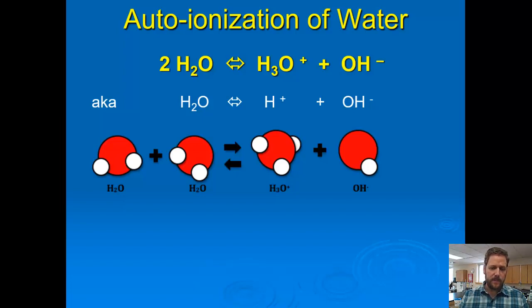Now, we want to think about how we quantify the concentrations of these ions. And of course, concentration is measured in molarity. So what's the molarity of hydronium in pure water? You might guess correctly that it's very, very small. The concentration of hydronium in pure water is 1 times 10 to the negative 7th molar. That's 1/10,000,000th of a mole per liter.